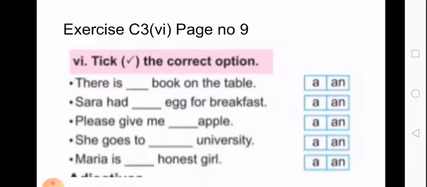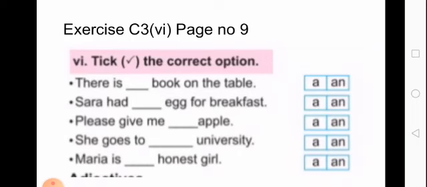This is the exercise. Tick the correct option. There is dash book on the table. A or an. Focus on book. It starts with which sound? B sound. B is consonant sound. So we will put tick on a. Sarah had dash egg for the breakfast. Egg starts with the vowel sound. So we will put tick on an egg.